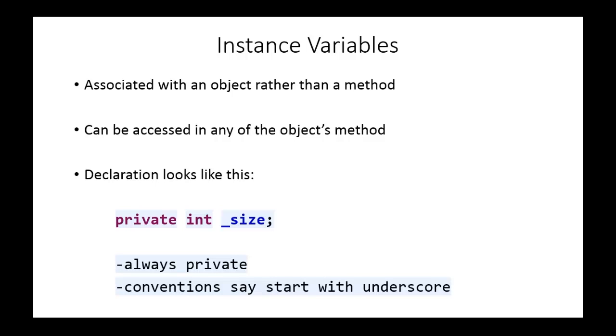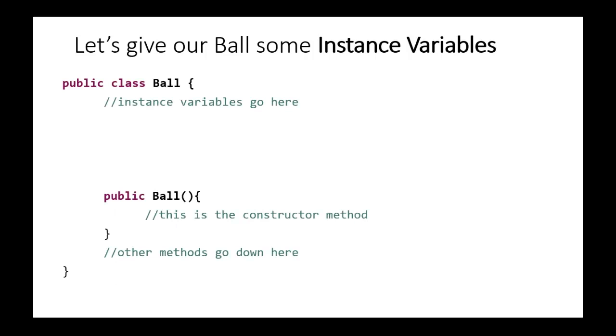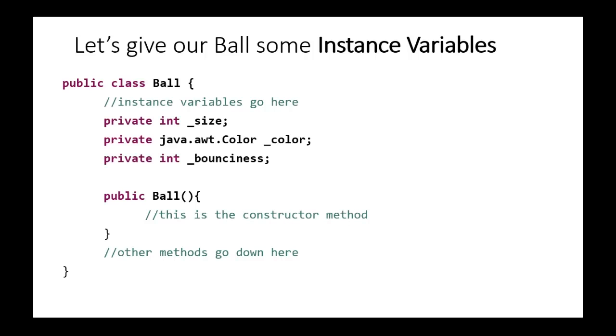So let's create some instance variables. Let's give our first class some instance variables. So this is what we just had, right? And bam, there they are. So our first one is right here. Now, like I said before, we're going to want our instance variables to model properties of our objects, right? So these are some properties that a ball might have: size, color, bounciness.